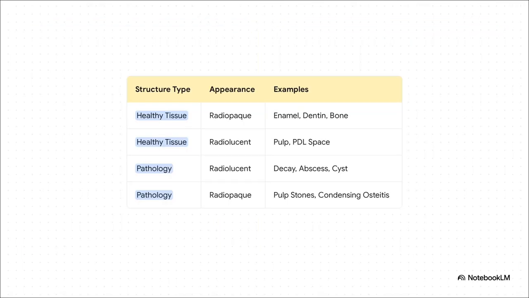This table is basically the perfect cheat sheet. Healthy, dense stuff like enamel and bone, that's going to be bright white or radiopaque. The soft tissues inside your tooth, radiolucent or dark. But here's the key. Look at pathology. Things like decay and abscesses show up as these dark, radiolucent spots. Why? Because the disease has literally eaten away the dense, healthy tissue that used to be there.